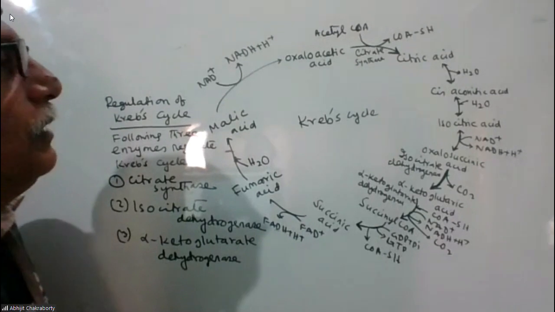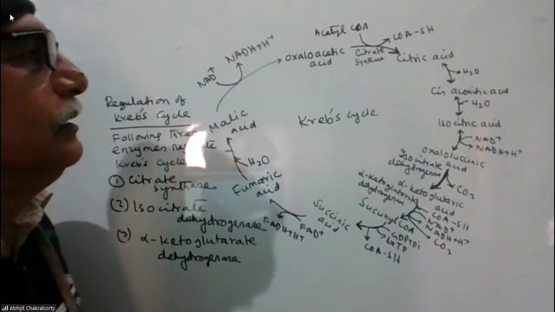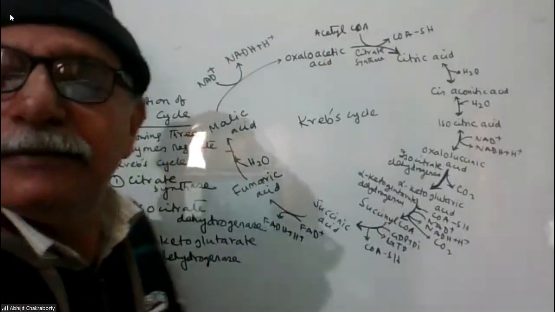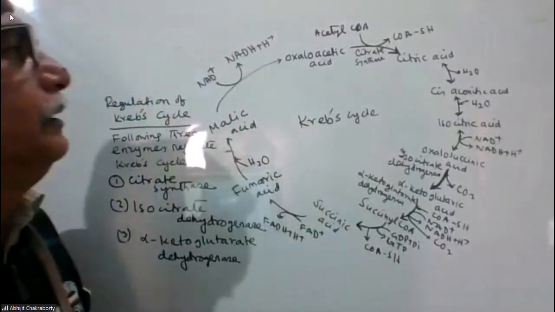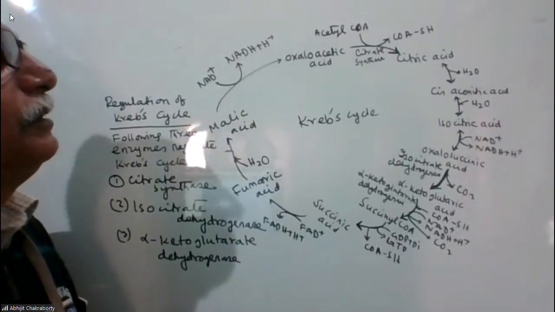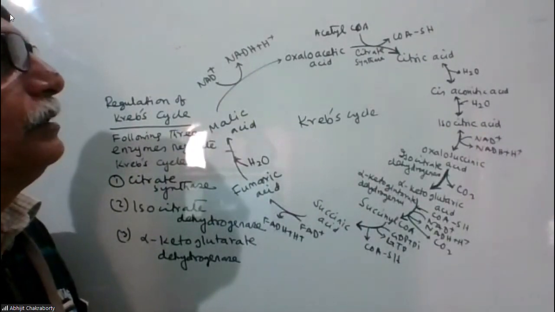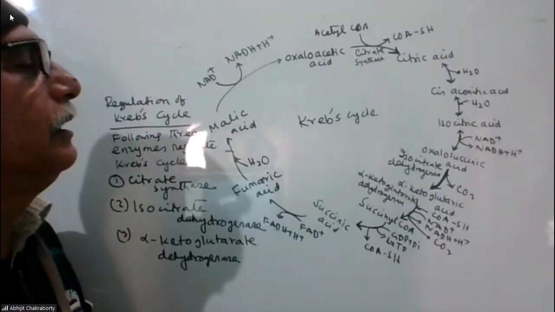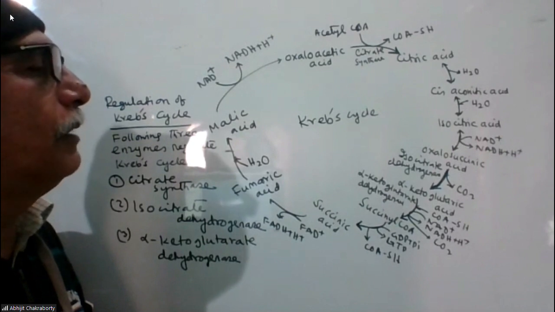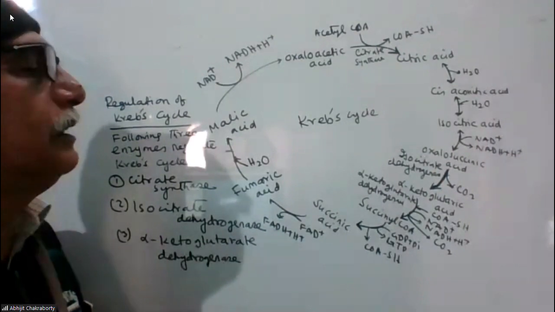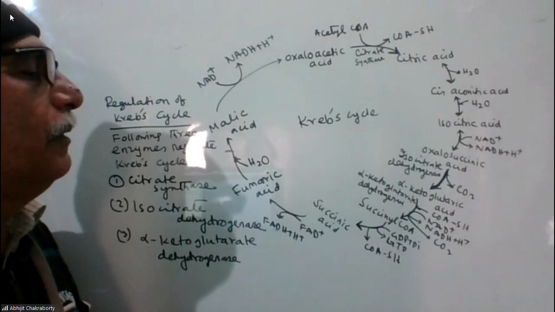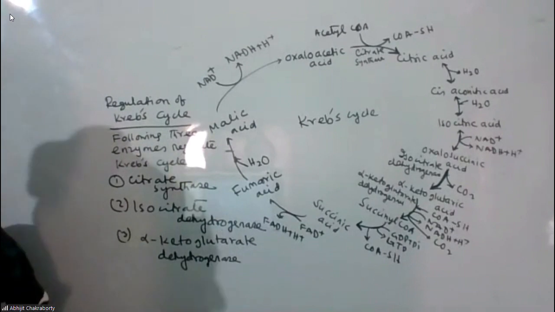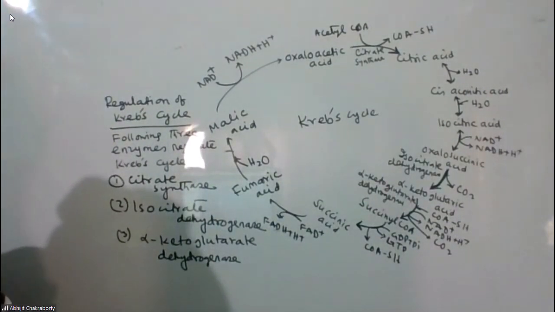So, how can they regulate? Citrate synthase catalyzes the formation of citric acid from acetyl coenzyme A and oxaloacetic acid. Then isocitric acid is converted to alpha-ketoglutarate in the presence of isocitrate dehydrogenase. And then alpha-ketoglutarate dehydrogenase catalyzes the formation of succinyl coenzyme A from alpha-ketoglutarate. Now remember this.